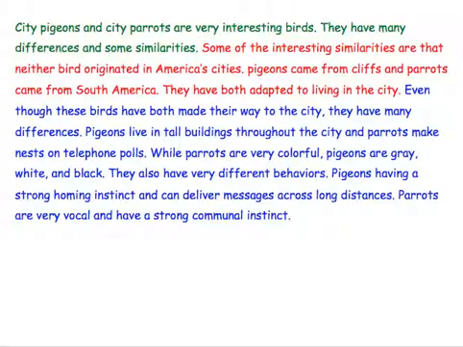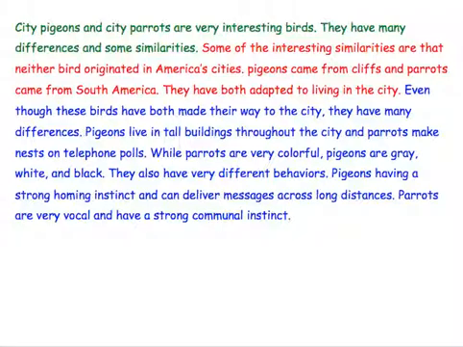The next thing is I want to talk about my differences. So even though these birds have both made their way to the city, they have many differences. So I have a topic sentence that explains what I'm going to be moving on to next in my paragraph. Pigeons live in tall buildings throughout the city, and parrots make nests on telephone poles. While parrots are very colorful, pigeons are gray, white, and black. They also have very different behaviors. Pigeons have a strong homing instinct and can deliver messages across long distances. Parrots are very vocal and have a strong communal instinct.